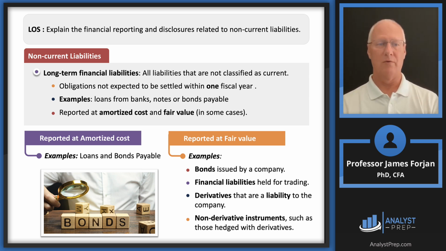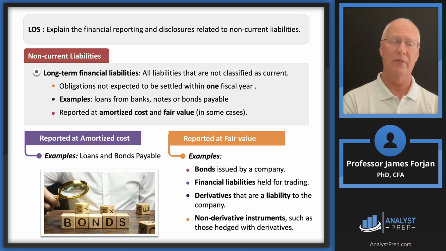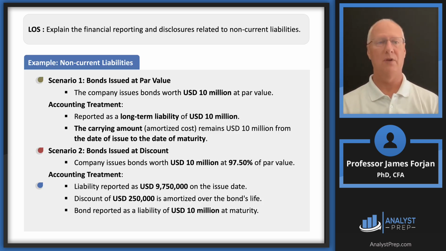All right, look over on the right. What are we reporting at fair value? Bonds issued, financial liabilities held for trading, derivatives that are a liability, and then non-derivatives, instruments such as those hedged. So those things in the bottom bullet point, that's what I was referring to earlier with international transactions, with the currency risk and using a forward or futures contract or an option contract or a swap contract to hedge those derivatives. We will have super fascinating and interesting conversations about hedging throughout Levels 1, 2 and 3. Won't be as fascinating as my James Bond conversations.